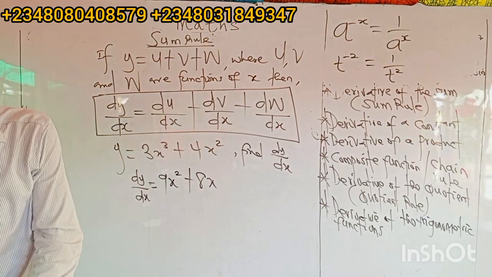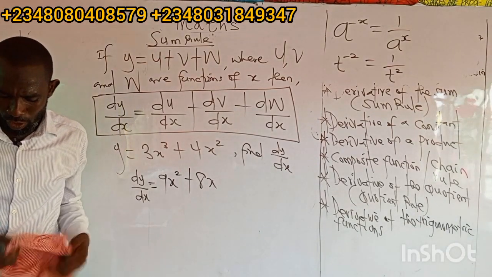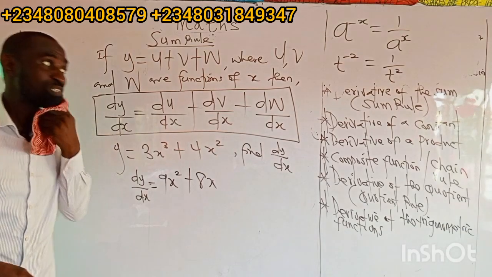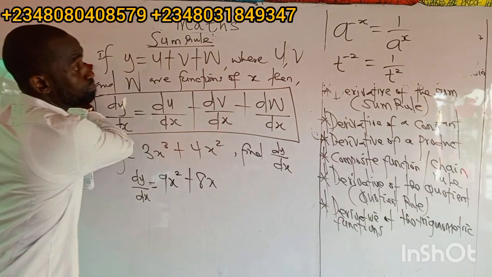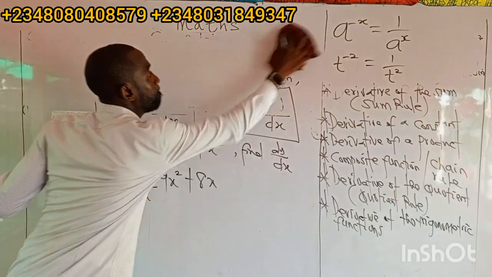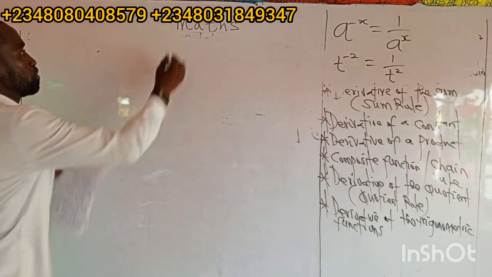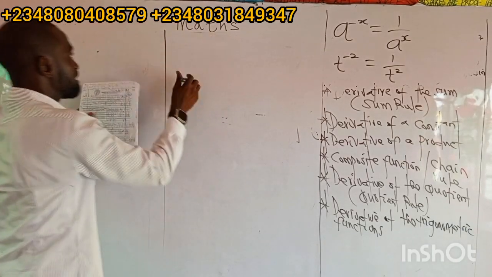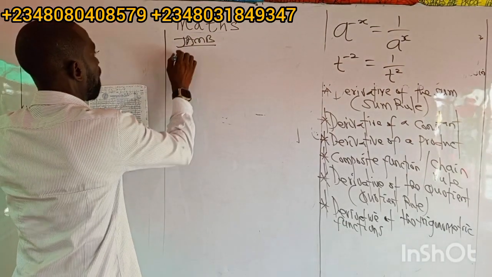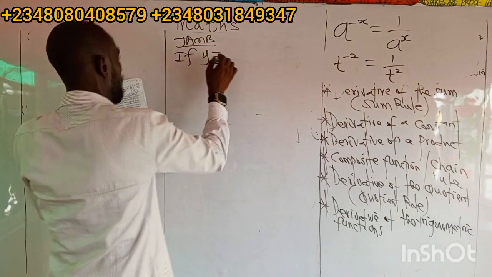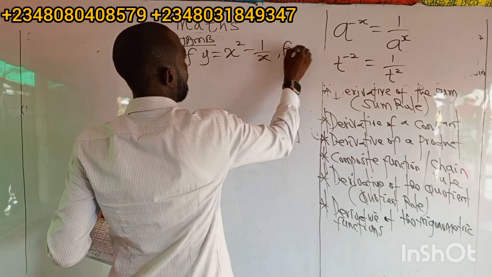Let's take some questions from JAM. So this is the JAM question. If y equals x squared minus 1 over x, find dy/dx. You have to be very careful, very, very careful. So let me wipe this one off. I think I should be able to, let me break the board into 2. So we have this JAM question. It says if y equals x squared minus 1 over x, find dy/dx.